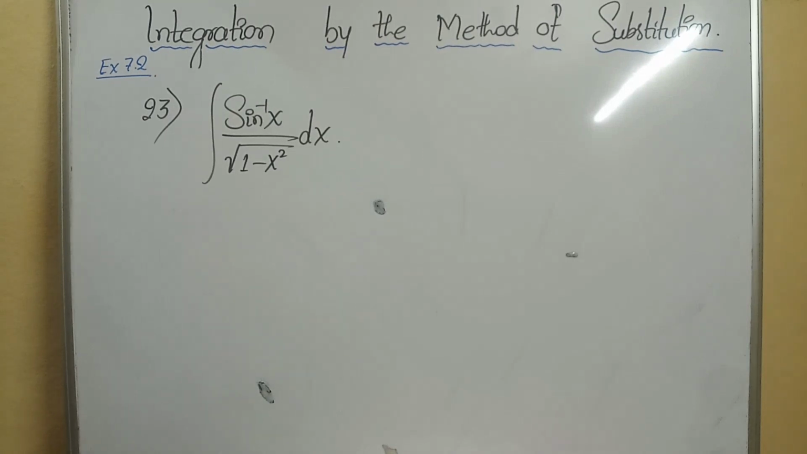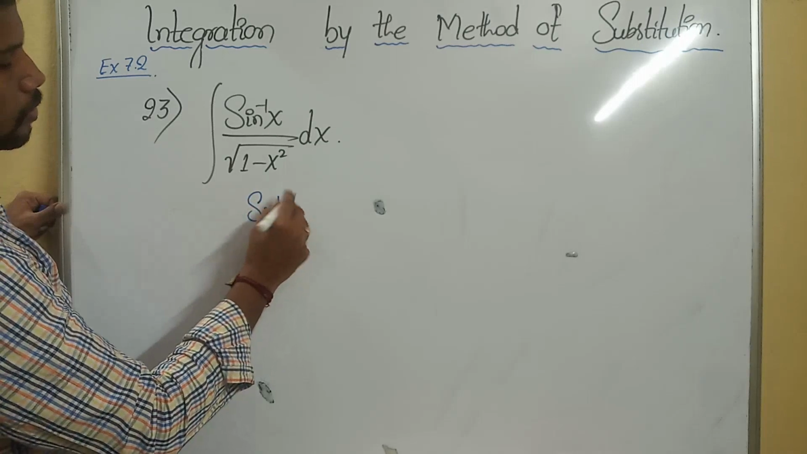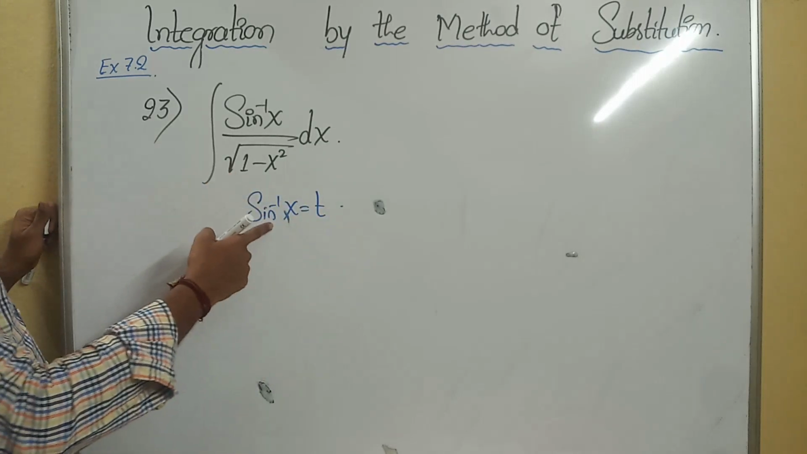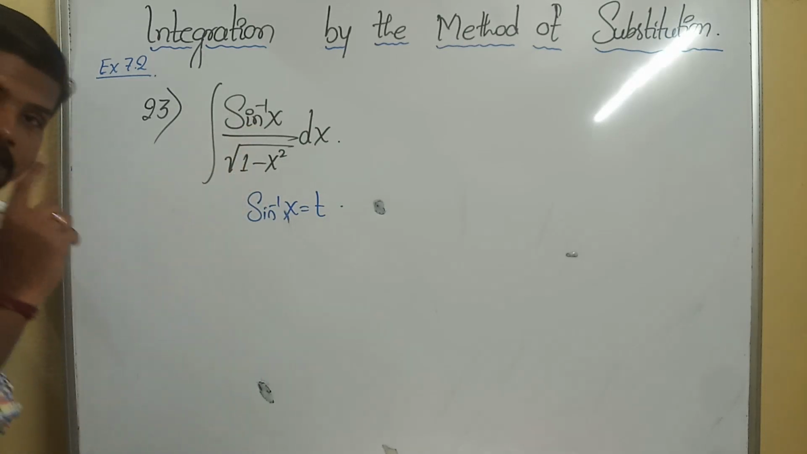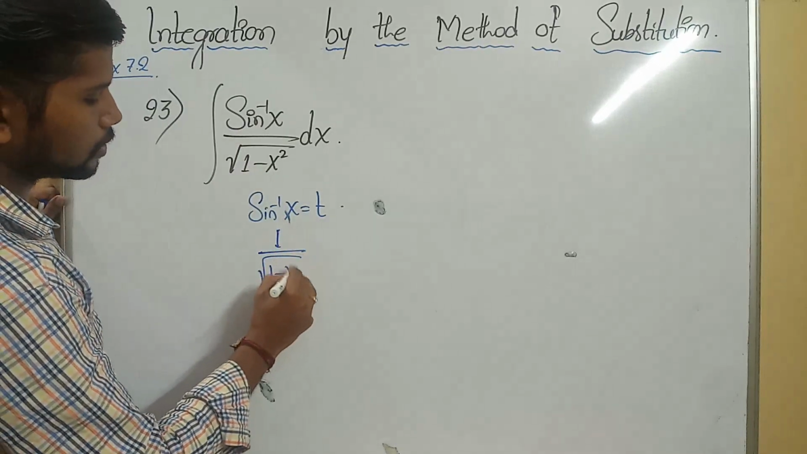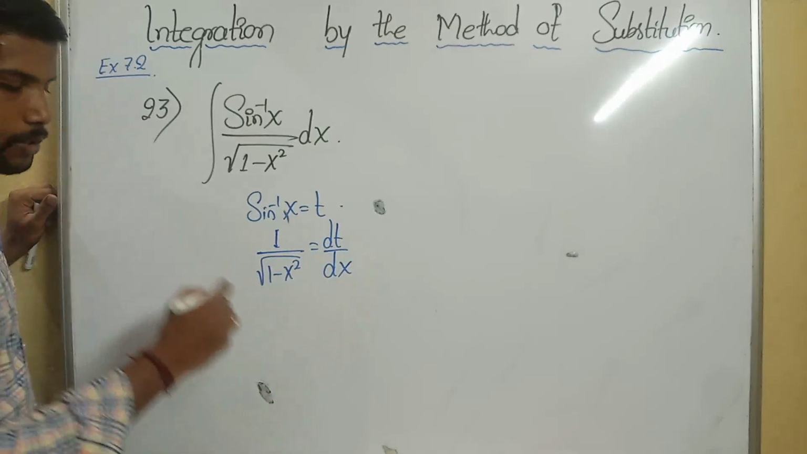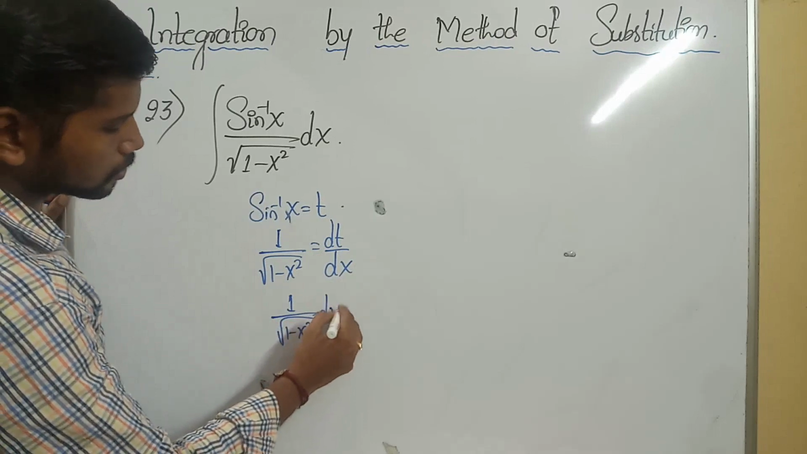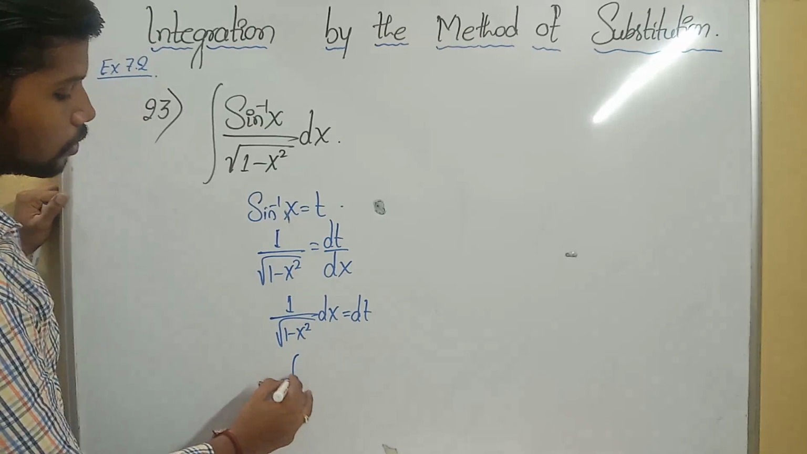Next one is a very simple one. Here you'll understand very clearly. I need to take the substitution for sin inverse x as t. Why? Because the derivative of sin inverse of x is 1 divided by square root of 1 minus x square, which is there in the step. The derivative of t will be dt by dx. I'd like to take dx on the left-hand side: 1 divided by square root of 1 minus x square dx is equal to dt. Got the point clearly? Now I need to substitute the values.